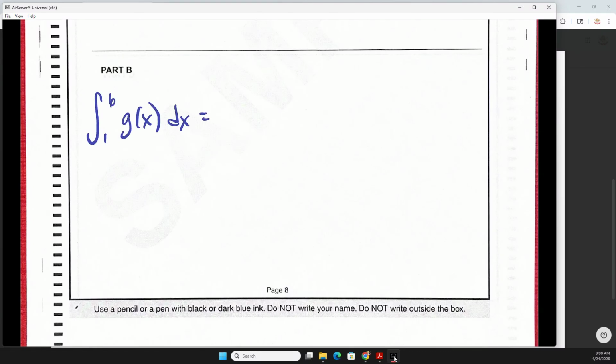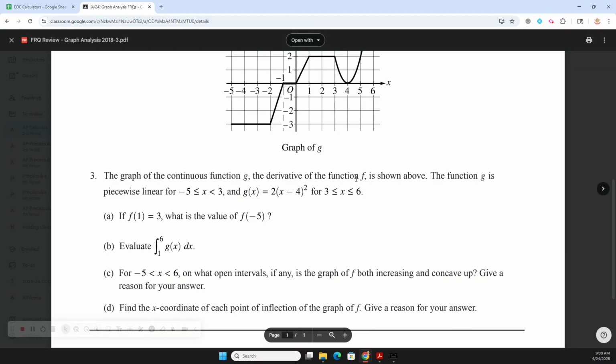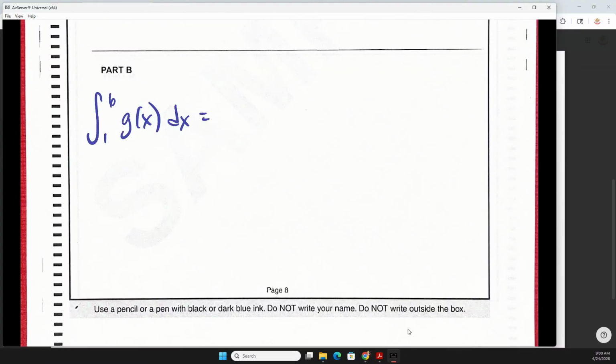Okay, so from 1 to 3, we can just do a geometry area. But then from 3 to 6, we're going to actually have to use the formula, the antiderivative. So let's write that. We're going to break it into 2 different integrals.